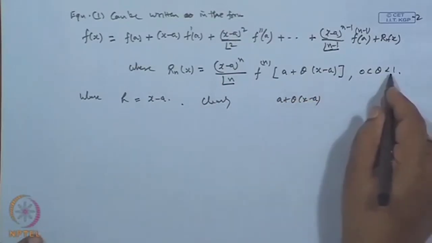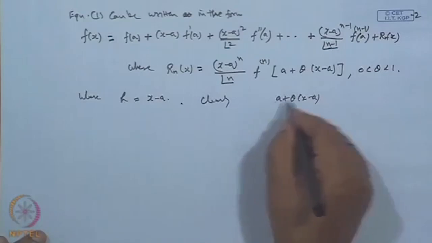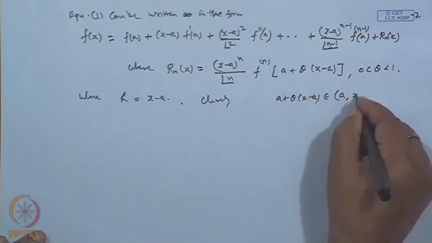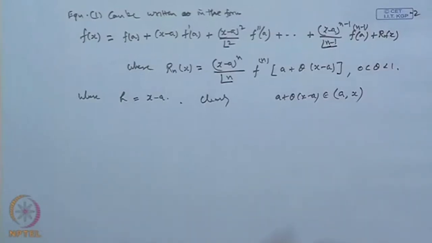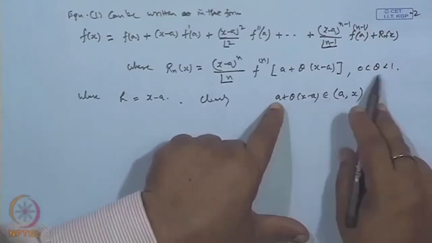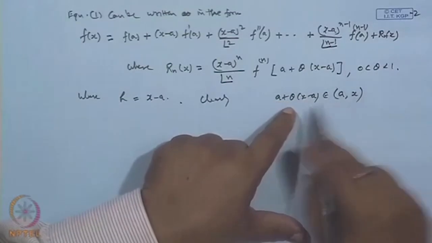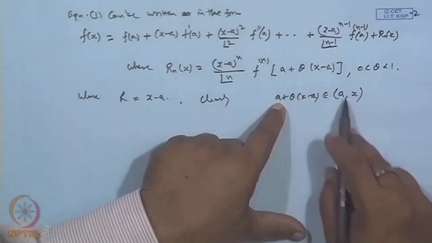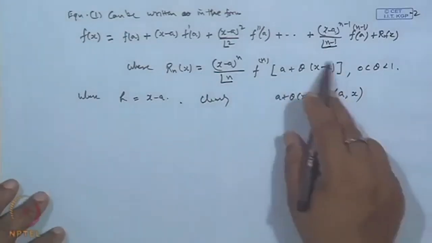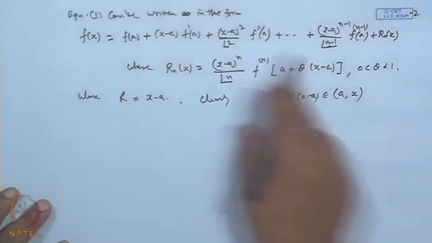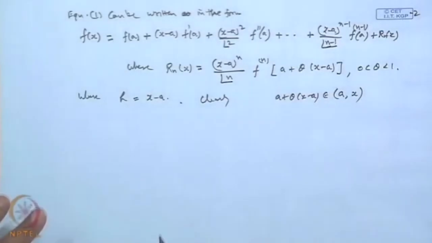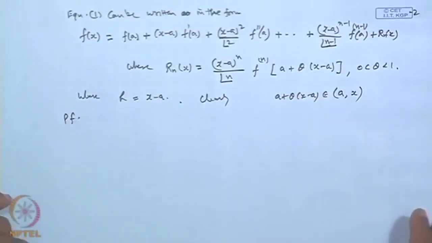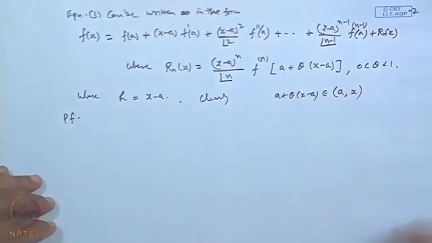Since theta lies between 0 and 1, this point obviously belongs to the interval a to x, because it cannot be a, since theta is not 0, and it cannot be x, as theta is not 1. So it lies in between. So there is some point in the interval where the remainder term can be expressed. The proof of this, which we did not do last time, let's see the proof.